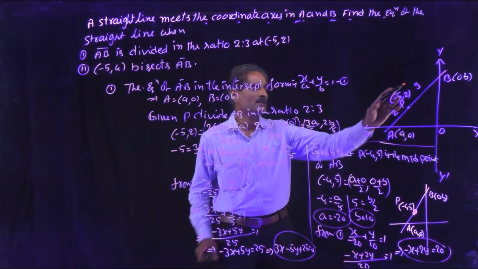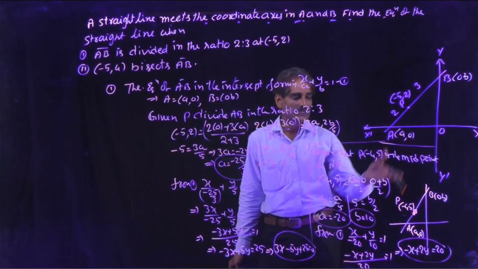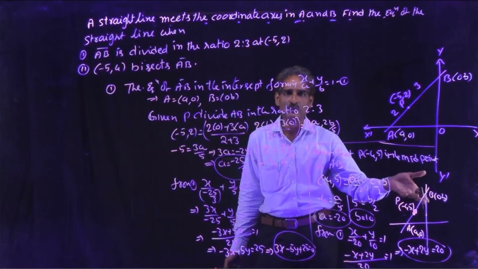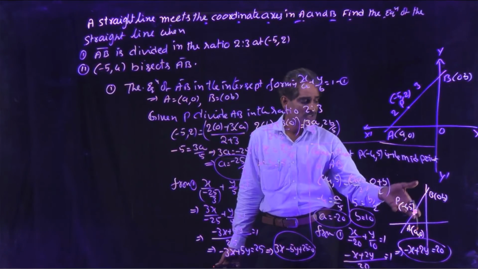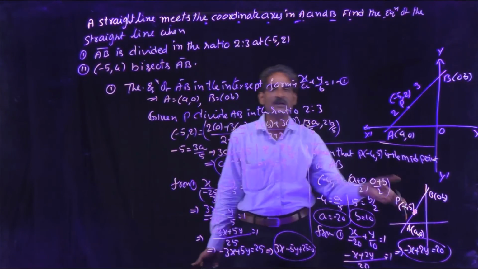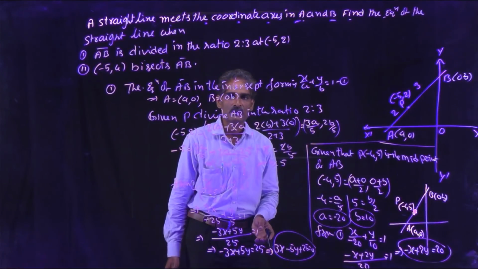Just here, the point is dividing in some ratio. Here the point is the midpoint, bisecting. The ratios are equal, 1:1, that means midpoint. This is the midpoint of AB. Just apply the midpoint formula and equate it to minus 4 comma 5. Okay, right.